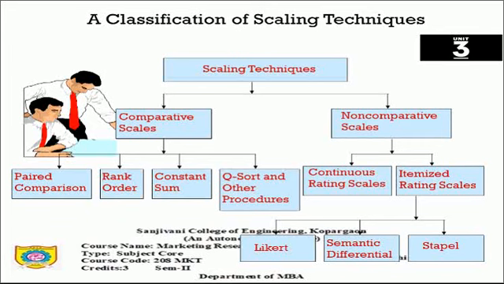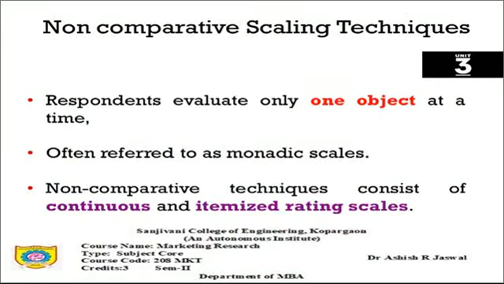Moving forward, let us try to understand the second type of scaling technique, which is called non-comparative scaling. In the previous one, as the name was comparison, more than one brand or attribute was being studied. In non-comparative scaling, we need to understand that respondents evaluate only one object at a time. Non-comparative scaling techniques or scales are also referred to as monadic scales, and they consist of two different types of scales which are called continuous and itemized rating scales.